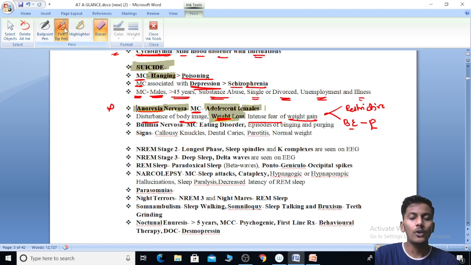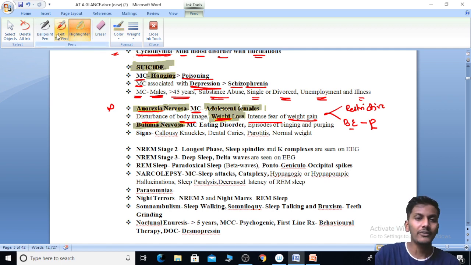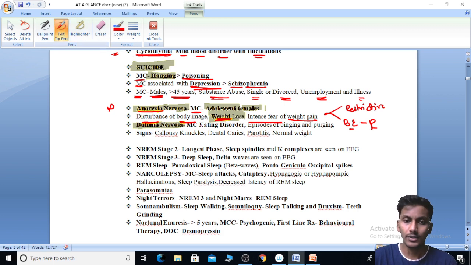Important one. Now, this was one of the eating disorders, that was anorexia nervosa. The second type of eating disorder is bulimia nervosa. Okay, please remember, bulimia nervosa is the most common eating disorder. Remember, important point, okay?